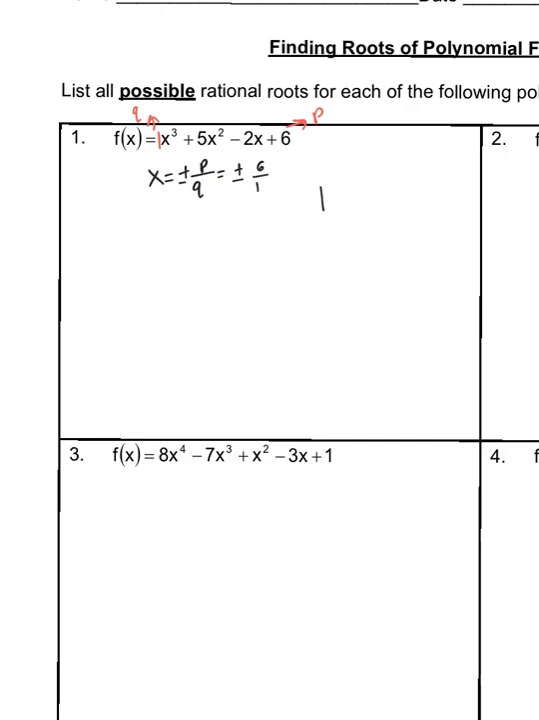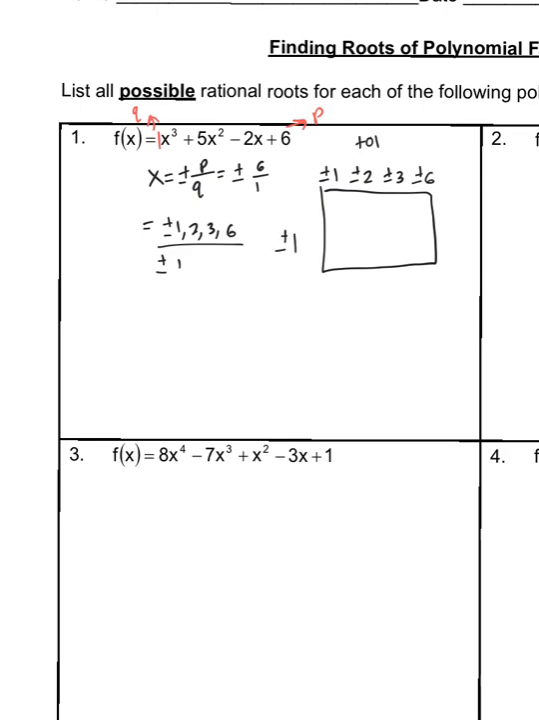And then you can set up the box and you can list out your different factors. So the factors of 6 are going to go on the top and the factors of 1 are going to go on the bottom. So I'm going to have 1, 2, 3, and 6. And then the only factor of 1 is just 1. So you have plus minus 1, 2, 3, 6. And remember, this is the top of your fraction, and this is the bottom.